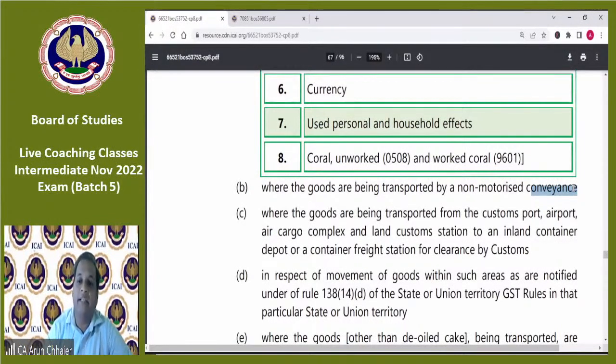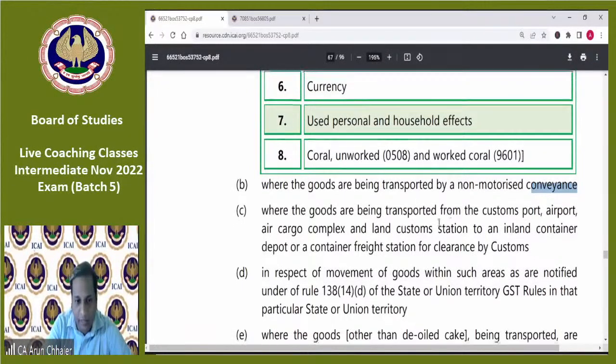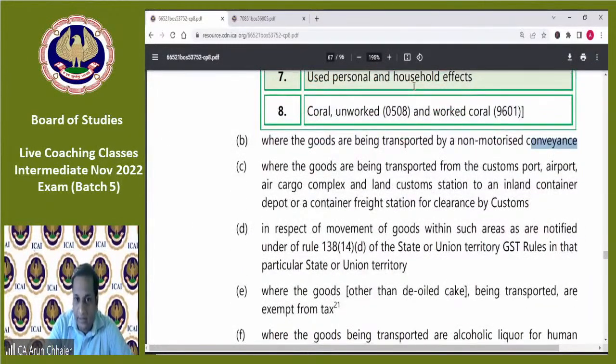if the goods are being transported from the customs port, airport, air cargo complex, and land customs station to the inland ICD or container freight station for clearance by customs. So within the customs area, one has delivered the goods, then the goods will be moved to the ICD. Then that movement is there. So for that movement, no e-way bill is required. I told you, 138.14D.